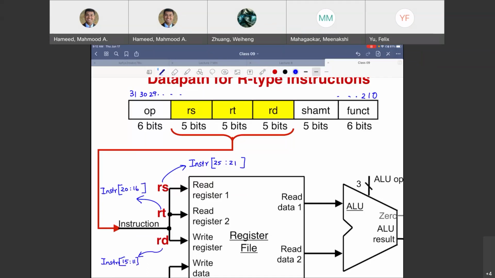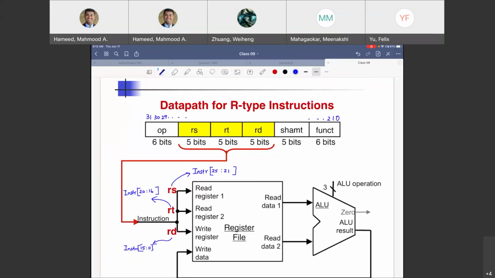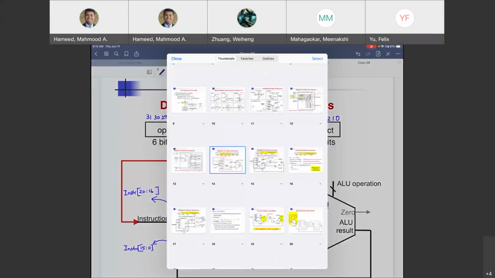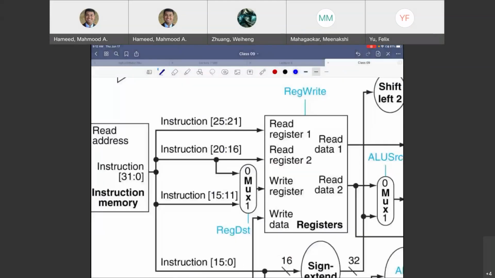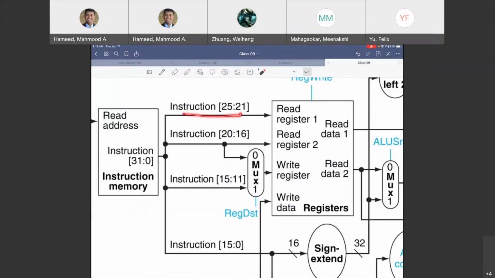You guys see that? So those are not shown over here, but when you go all the way to the last diagram, you will start seeing that. Instruction 25 to 21, 20 to 16, 15 to 11, and so on. Right? So now you know what those are. Those correspond to the RS, RT, and RD fields. Let's go back.